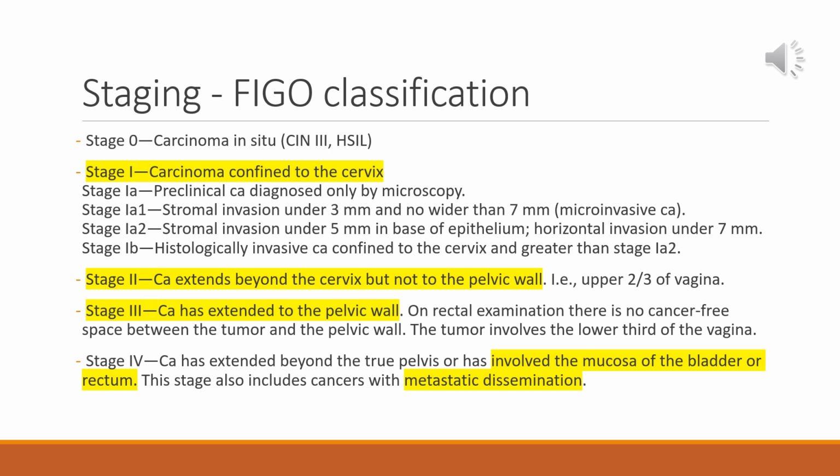Please mention the FIGO classification, which stages from 0 to 4 based on depth of invasion. So stage 0 is no invasion, it is a carcinoma in situ. Stage 1, it invades the basement membrane and the submucosa, let's say, but not further, it is confined to the cervix. Stage 2, it extends beyond the cervix minimally. Stage 3, it extends all the way until the pelvic wall. And in stage 4, it extends even beyond that, involving the mucosa of bladder or rectum, or even having already metastatic disseminations to other organs.